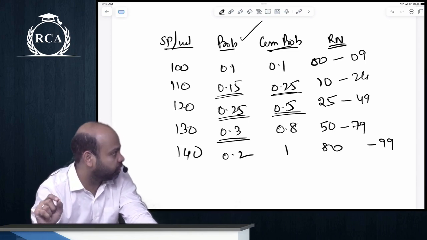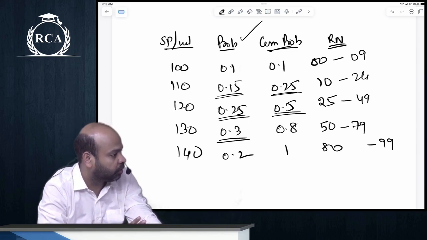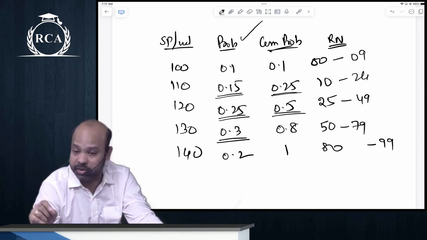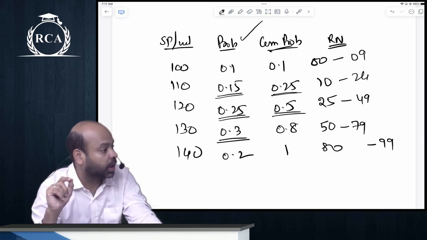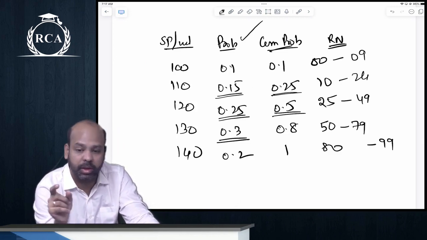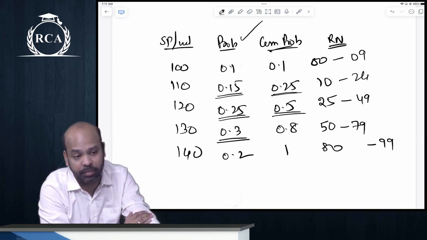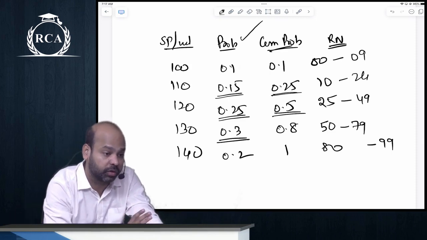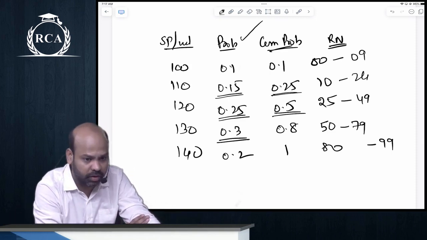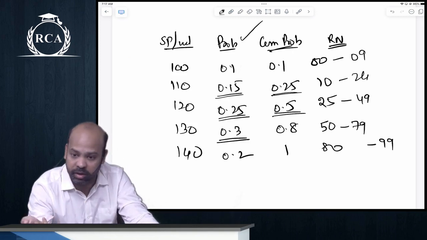Once the system throws a random number of say 80, which selling price will I pick up? 140. If the system picks up a random number of say 15, 110. Depending on the random number, you pick up those values and then you compute the NPVs. Keep repeating the process till you have a very large sample of NPVs and then you take an average of that sample. Useless thing, no? No one does this in real life, but this is still there in your syllabus. You still have to do it.